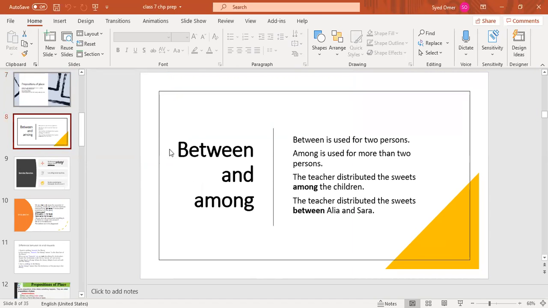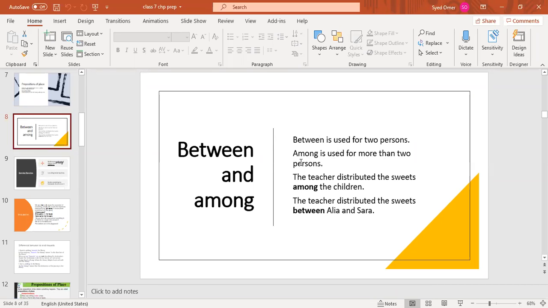Now students, maybe you might know about the difference between between and among, because in the exams I'm going to ask you fill in the blanks, so you should know all these differences, otherwise you will not be able to do it. Prepositions can sometimes be confusing. Now, between and among. Between means two. Among means more than two. So between is used for two persons. Among is used for more than two persons.